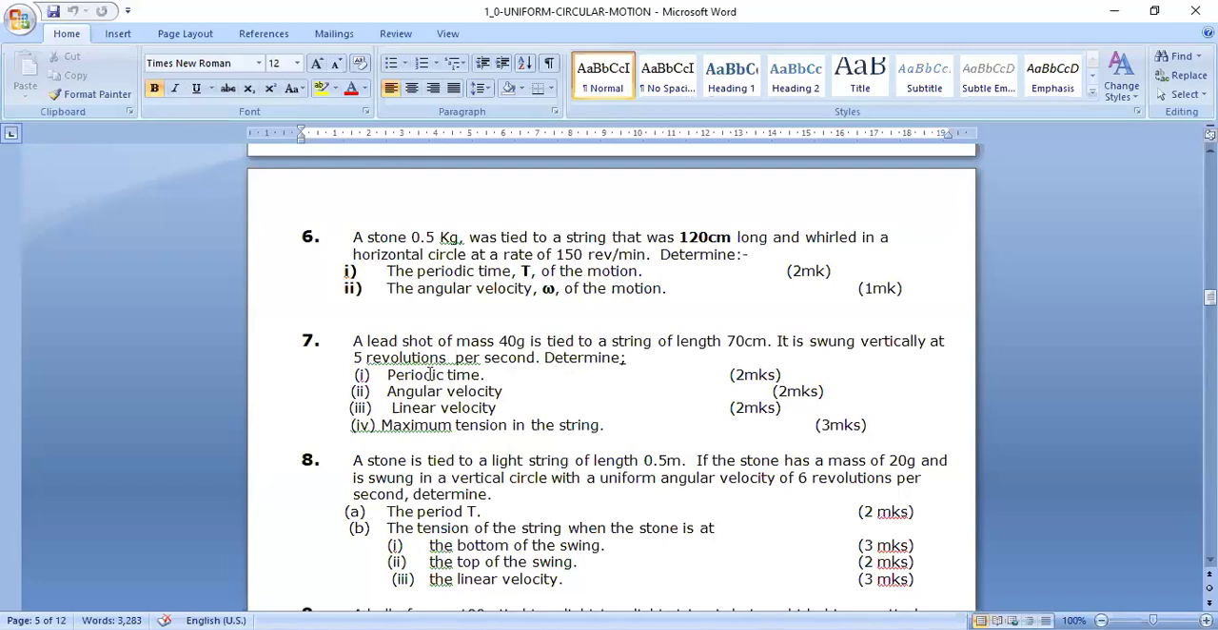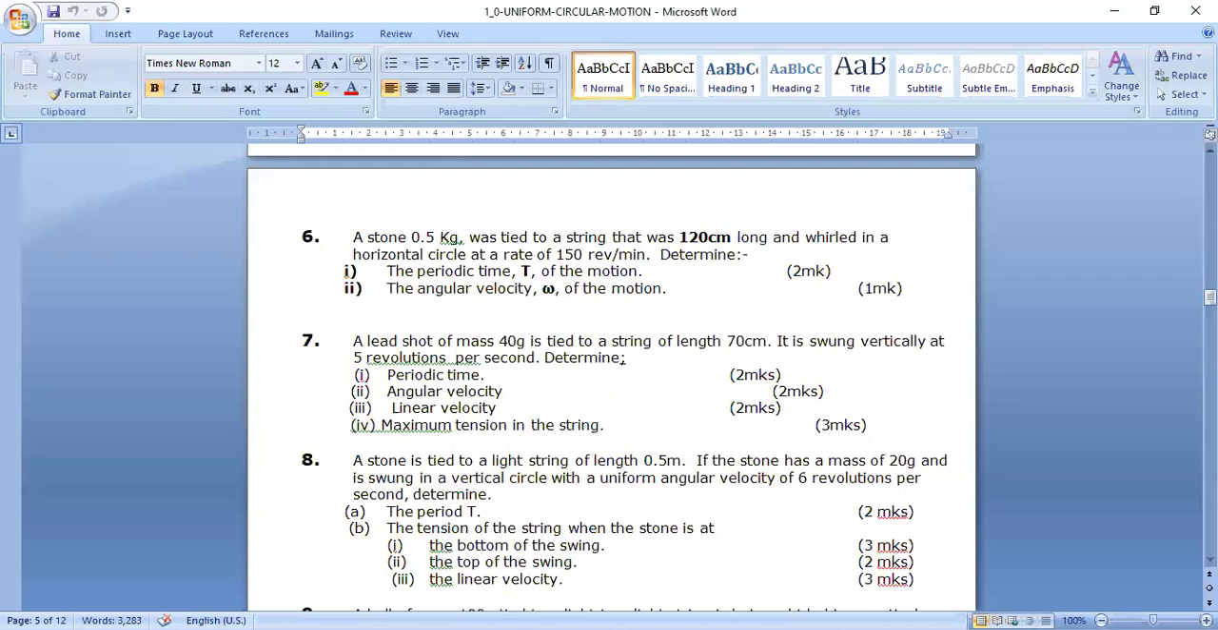Yes, thank you for that correct answer. So we are told it is swung vertically at 5 revolutions per second. That is the same as frequency. So periodic time T is 1 over f. You write that equation because it has a mark. Then substitute 1 over 5. The answer is 0.2.